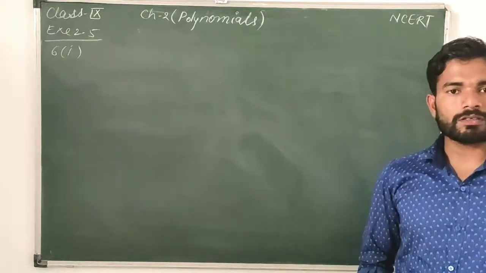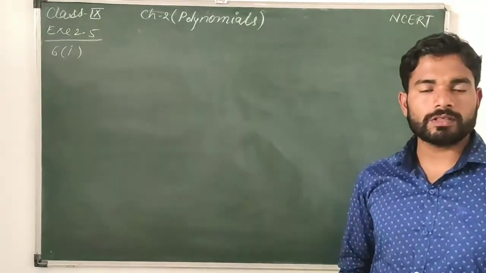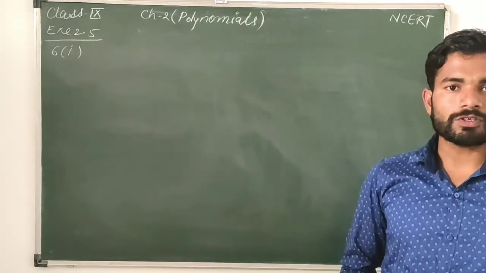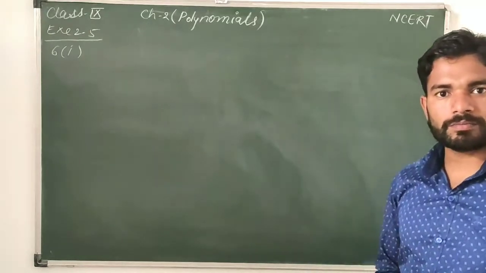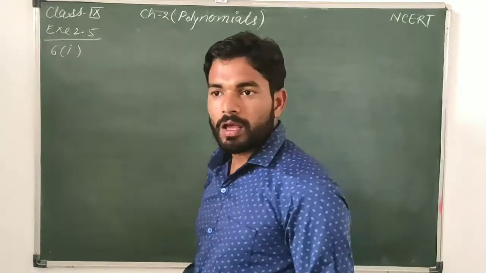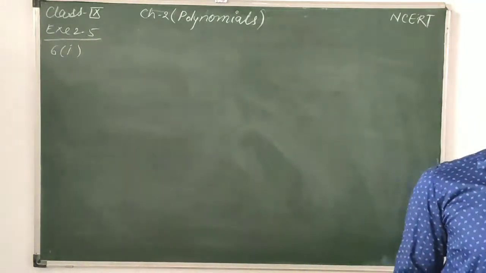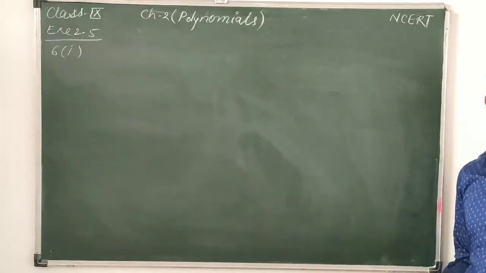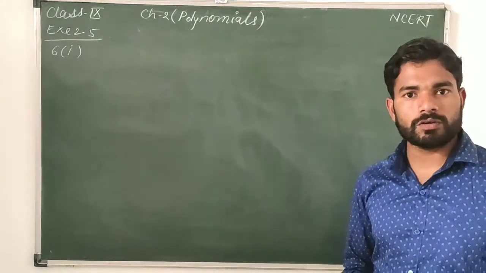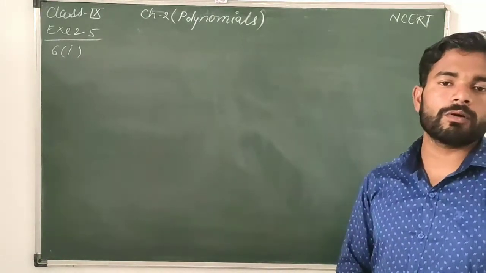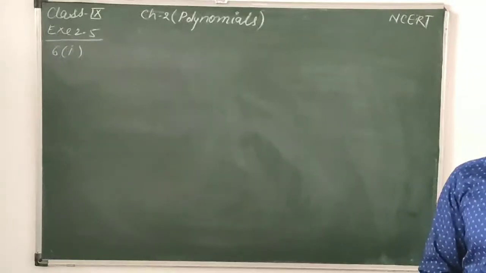Today we are going to discuss and solve the remaining questions of exercise 2.5. Some questions we solved yesterday in the last video, from 1 to 5. So let's start from question number 6, part first. This whole exercise is based on algebraic identities. In the previous video I wrote some identities on the blackboard. There were about 9 identities, and I hope that you have learned them.